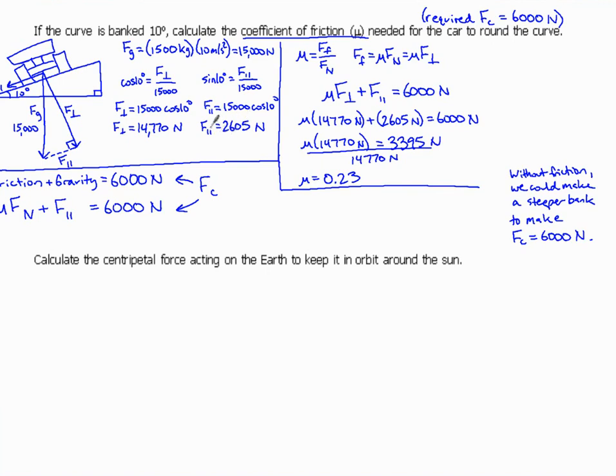We need the force parallel to equal the centripetal force, which means that we need this force parallel to be 15,000 times the cosine of, really we want to know how steep. So we're looking for theta. Equals, and the required centripetal force is 6,000 newtons.